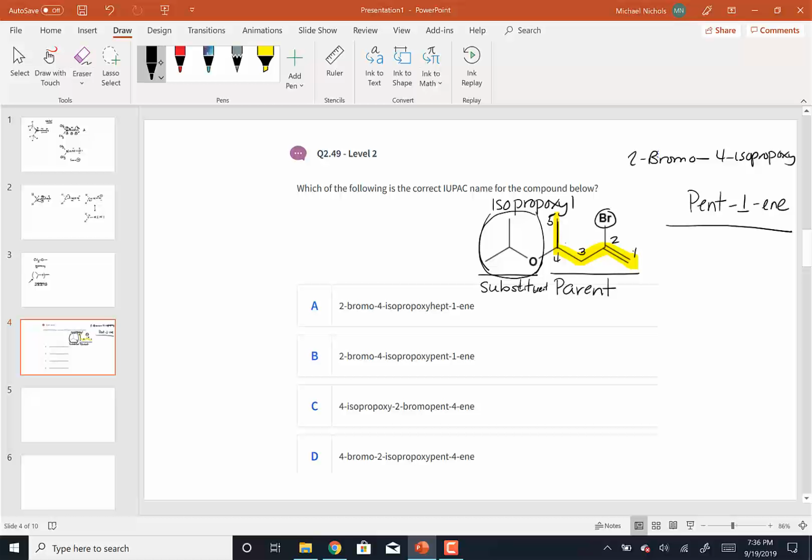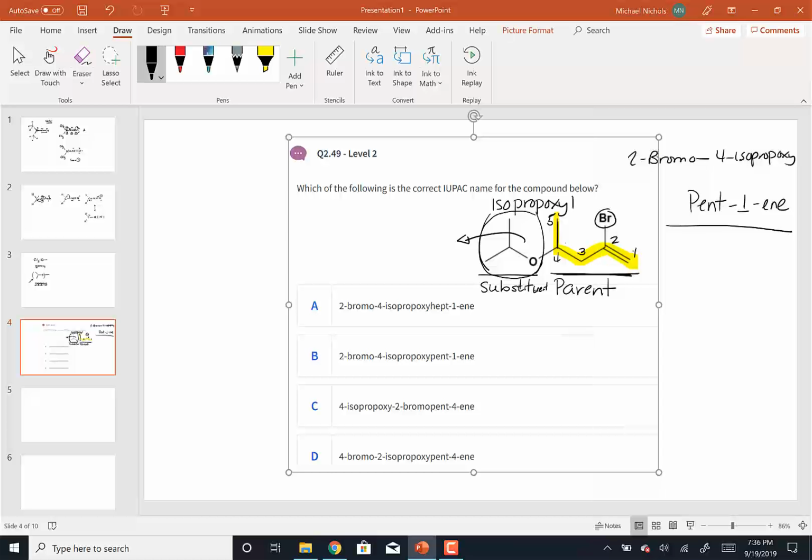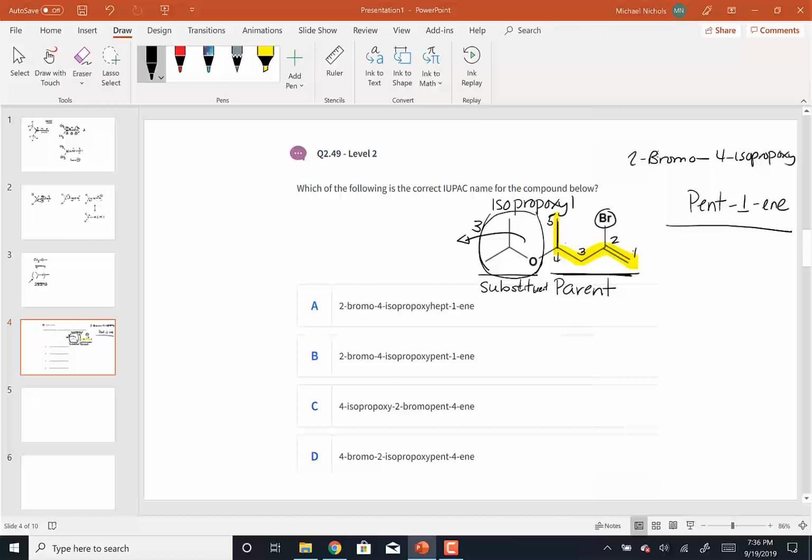Okay, so the isopropoxy is just treated like any other alkyl group. Why is this part named as the substituent and not the part on the right? Simply based on the total number of carbons. This has 3 carbons over here, and this has 5 carbons over here. So it would be 2-bromo, 4-isopropoxy, pent-1-ene, and that is which one? That's B, it looks like.